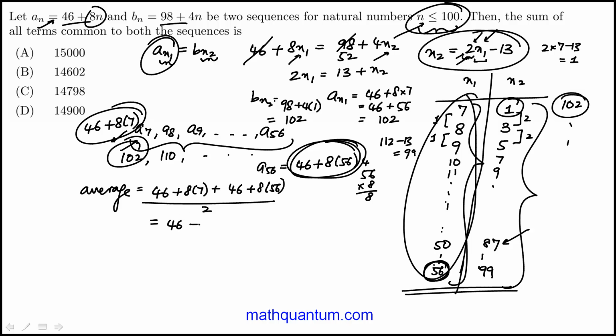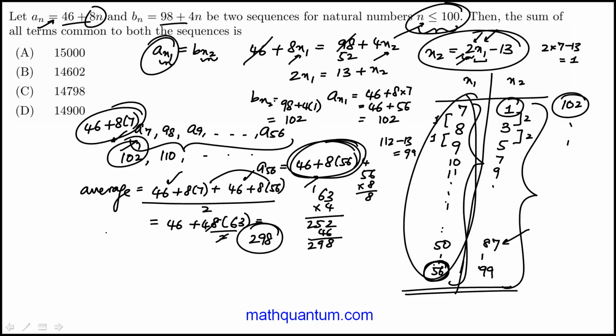That would become 46 plus, because I have 2 of these, if I factor out 8, then 56 plus 7, 63 divided by 2, 4. So it doesn't matter. You could have just computed these terms, but I'm just trying to save some time here. 252 plus 46. So 298 is the average of all these terms. Now, how many terms do we have? We're going from 7 to 56, so it will be 56, last minus first plus 1. So that would be 50.